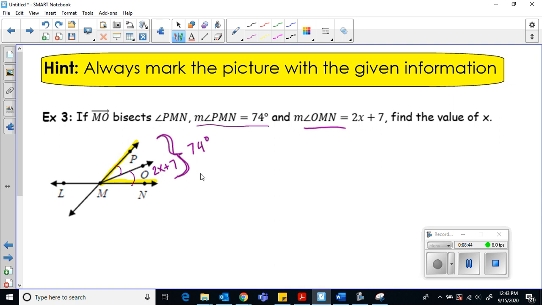So we can do this a couple of different ways. If we know the whole angle is 74, then you know that each piece of this has to be 37 degrees. So this is 37 degrees, angle PMO, and then angle OMN is also 37 degrees because both of them would have to add up to 74. And then so what we know is that 2x plus 7 has to equal 37.